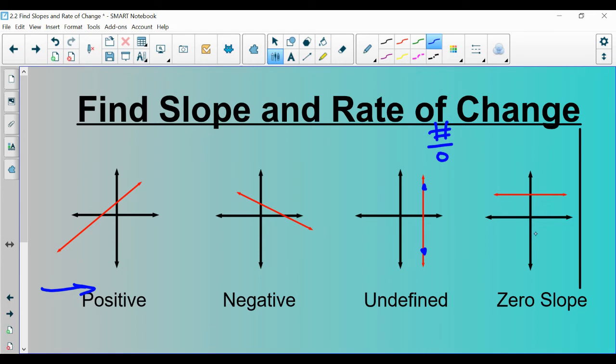This one is a 0 slope because, same idea here, this one has 0 rise, but it would run. If you had 2 points, it doesn't go up and down between them, but it does go side to side. And 0 divided by anything is just 0.